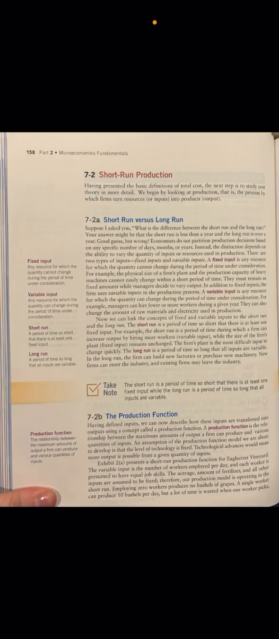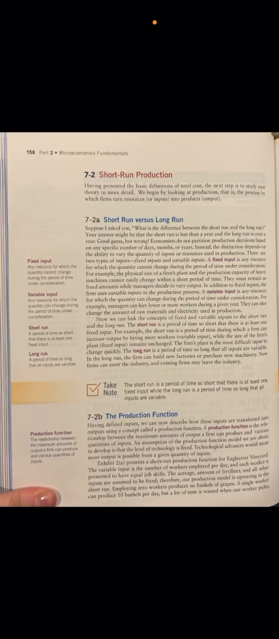The long run is a period of time so long that all inputs are variable. In the long run, the firm can build new factories or purchase new machinery. New firms can enter the industry, and existing firms can leave the industry. Take note, the short run is a period of time so short that there is at least one fixed input, while the long run is a period of time so long that all inputs are variable.